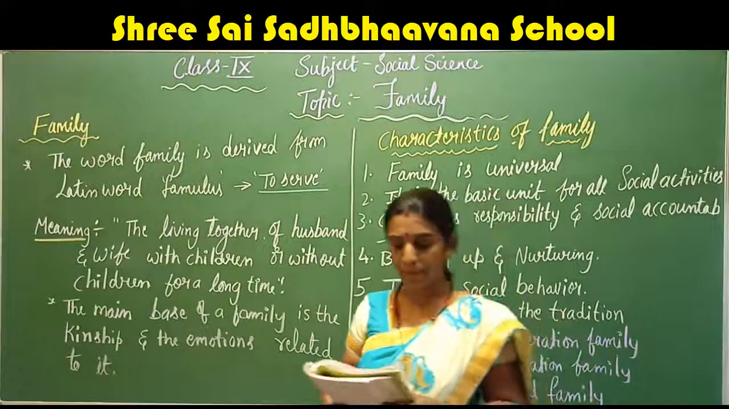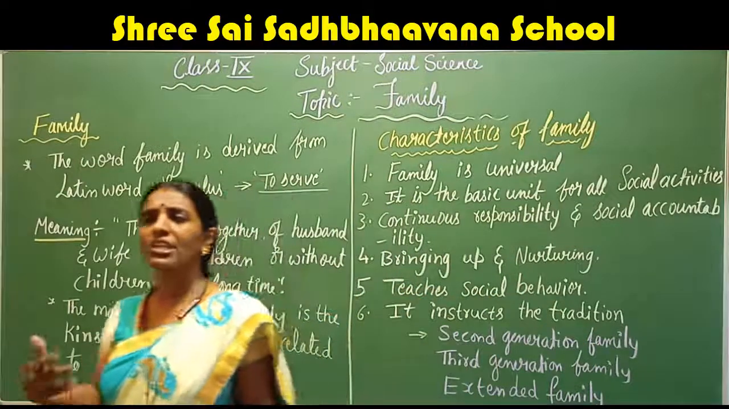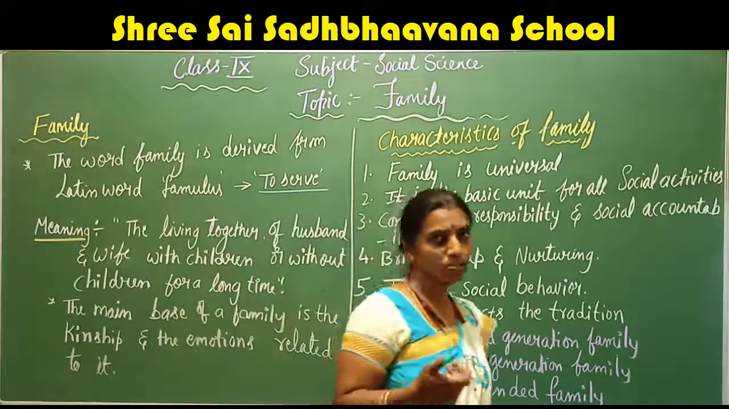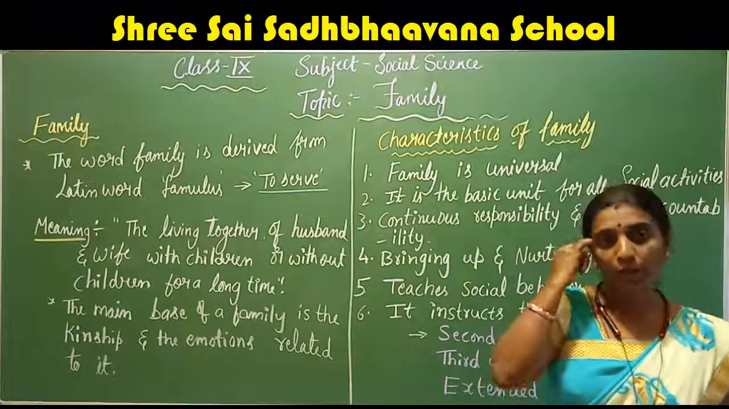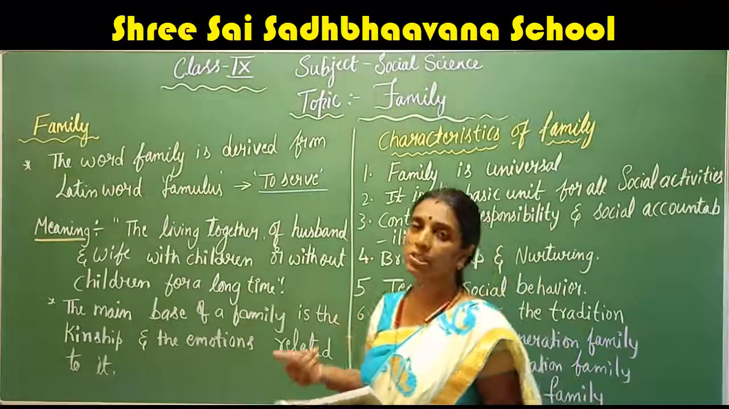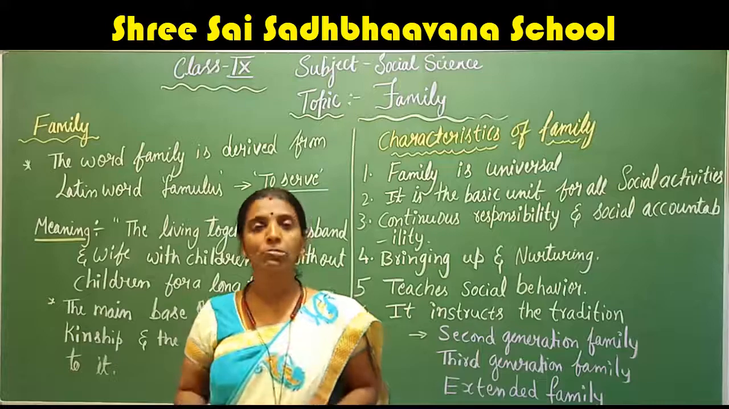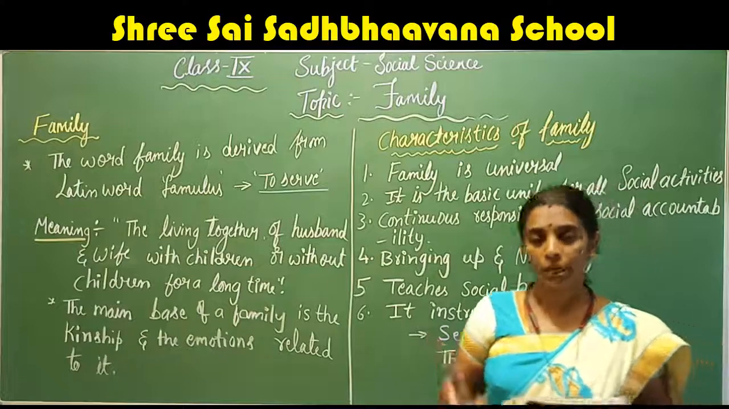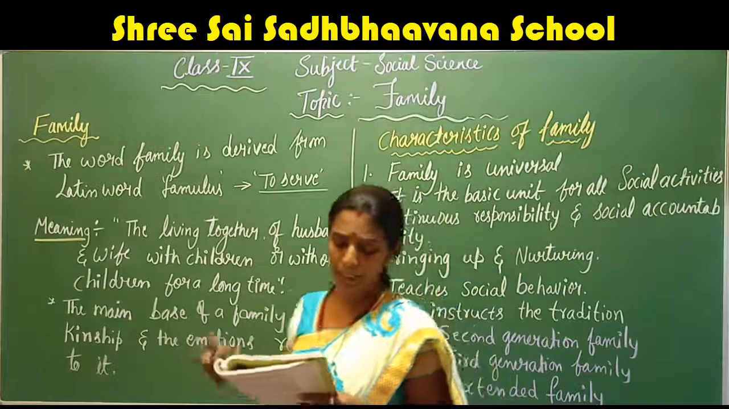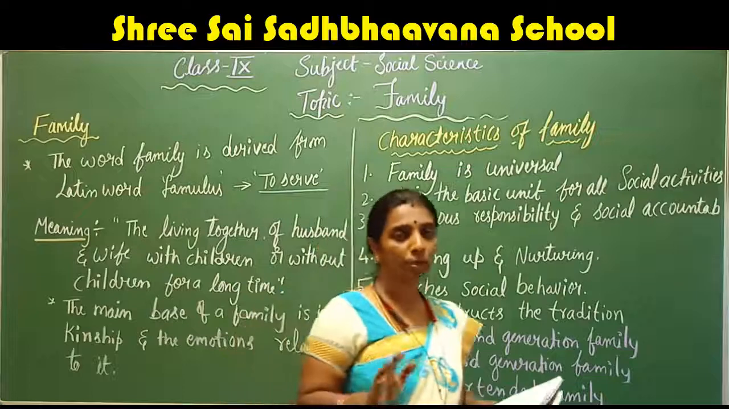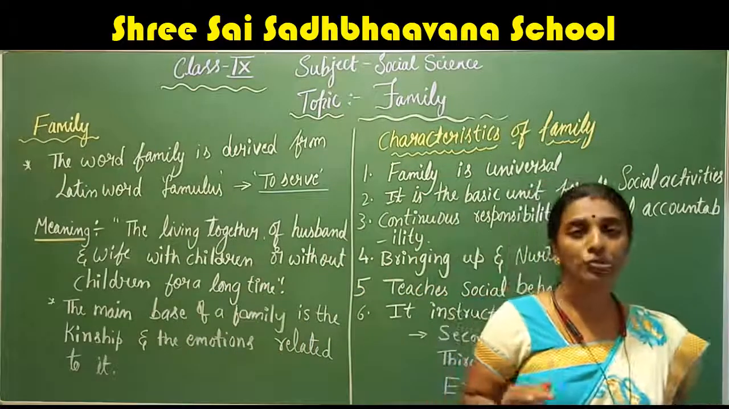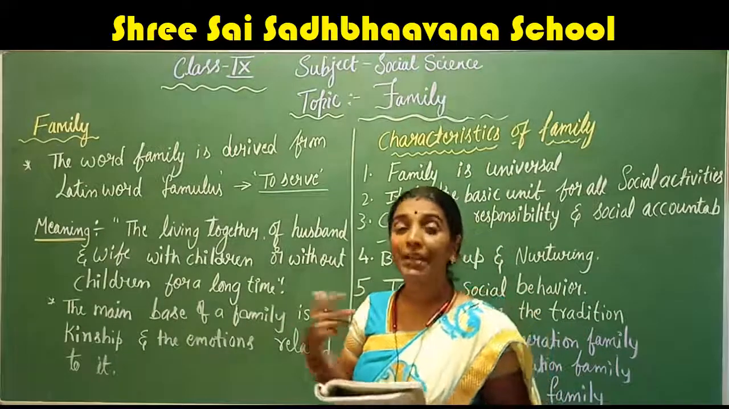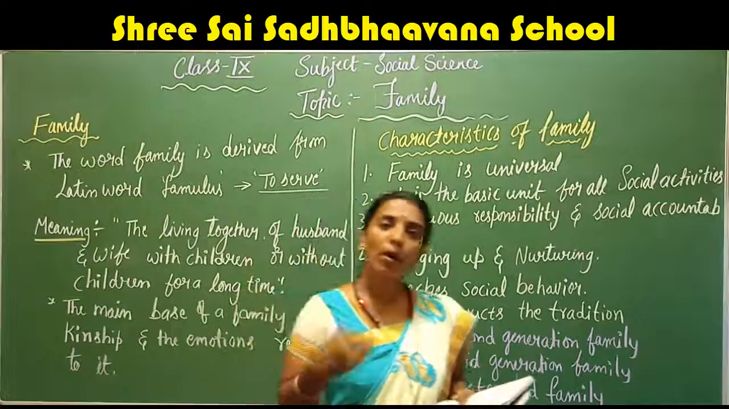The relationship of the family members is determined by kinship. Kinship means blood relation. We can determine the relationship of the family members by their kinship, meaning blood relation. The family includes marriage, kinship, or adoption. I explained this when I started the introduction. So how will the family start, and who are the members? It will include marriage, kinship, or adoption.